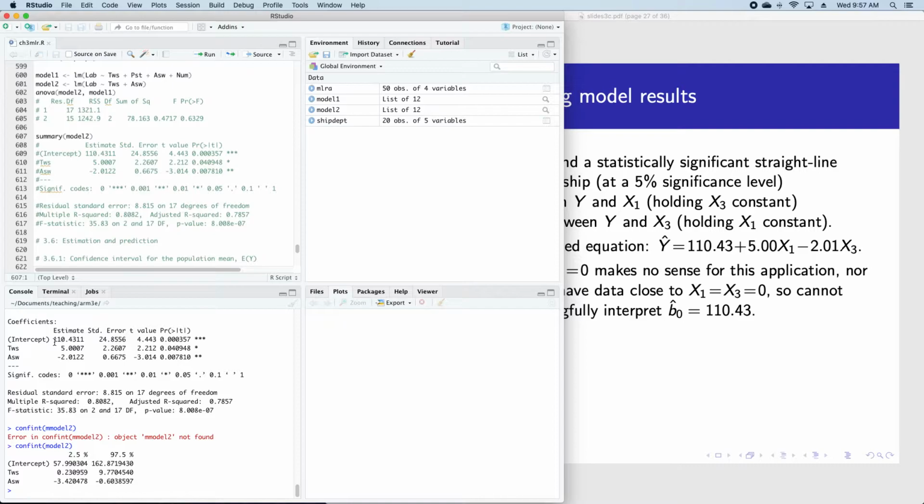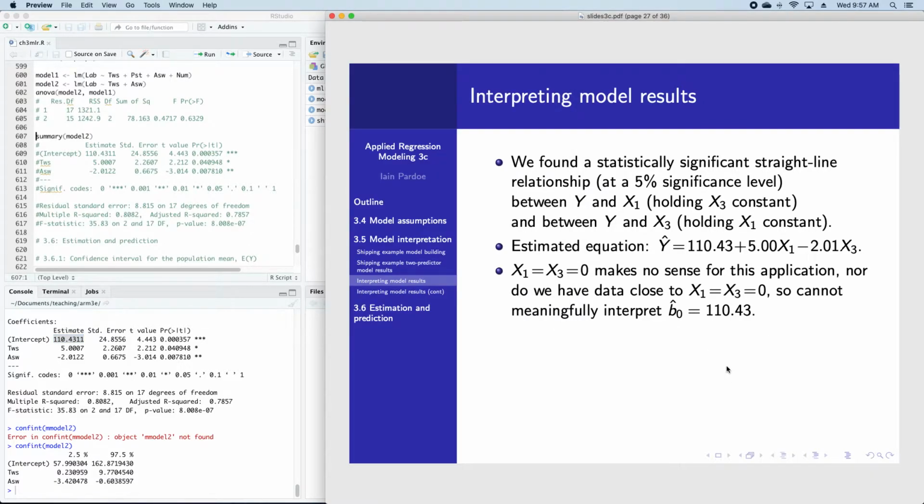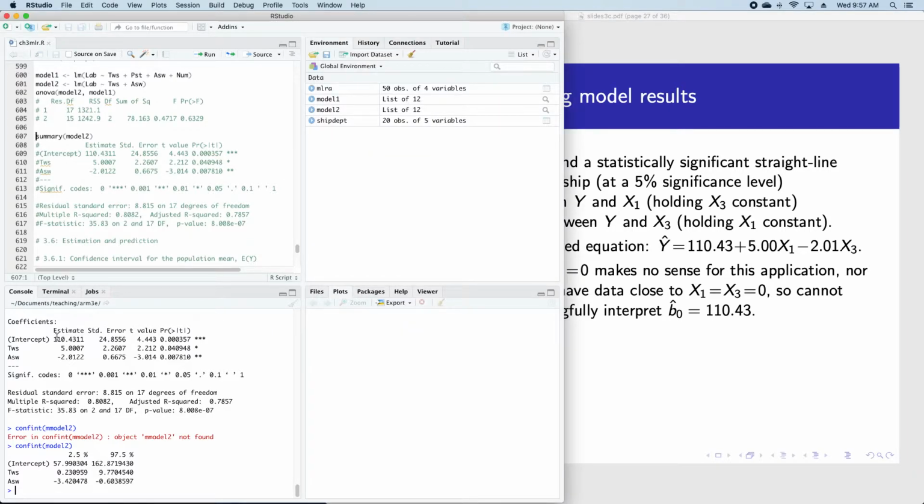Okay, what about the meaning, the specific meaning for this number? So that's the y-intercept. That would represent the expected value of y, or the expected value of lab, when the predictors are both 0, when TWS and ASW are both 0. In this context, if we think about the definitions of the predictors, it doesn't make sense to have x1 and x3 both be 0, and so this number doesn't have any practical meaning. It's mathematically important to have it in the equation, but it doesn't have any practical meaning.